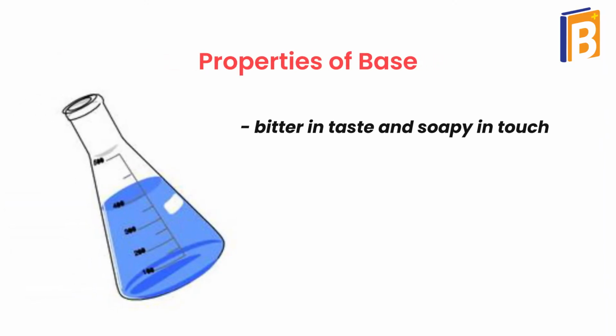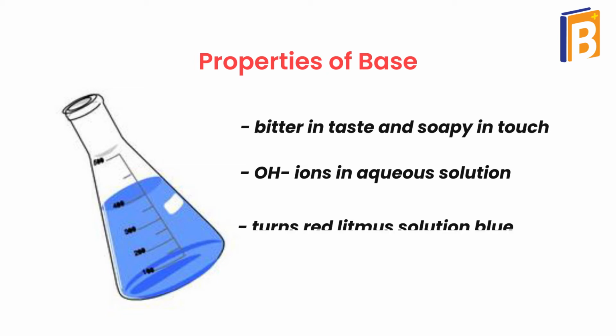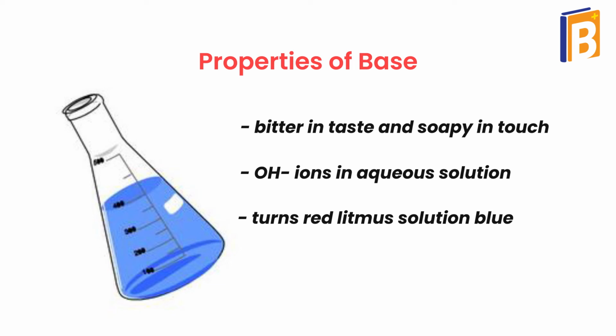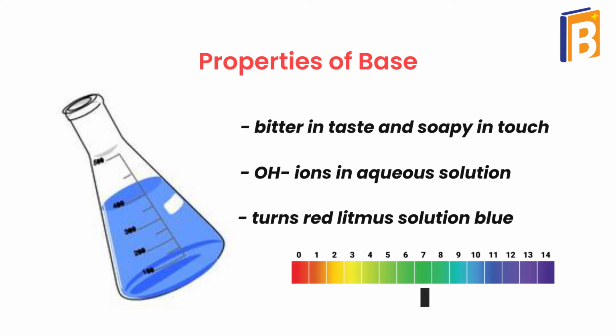Now, coming to the properties of bases. Bases are bitter in taste and soapy to touch. These give hydroxyl ions, that is OH negative ions, in the aqueous solution. Also, they turn red litmus to blue. These have a pH range between 7 to 14. That is, when a substance changes its color from red to blue and the darkest blue, it means that it is highly basic in nature.